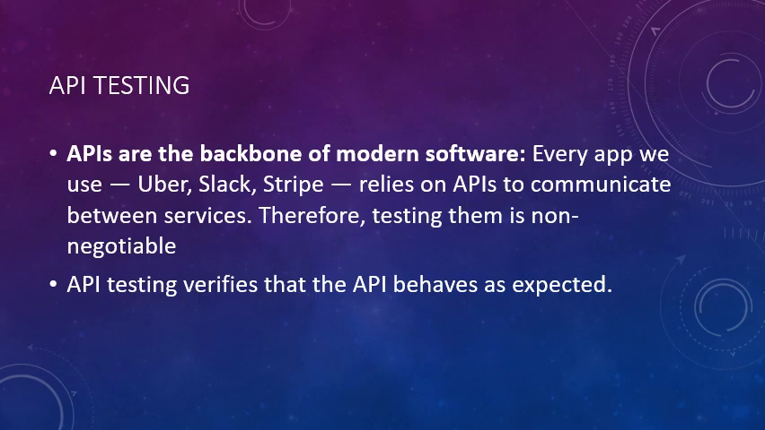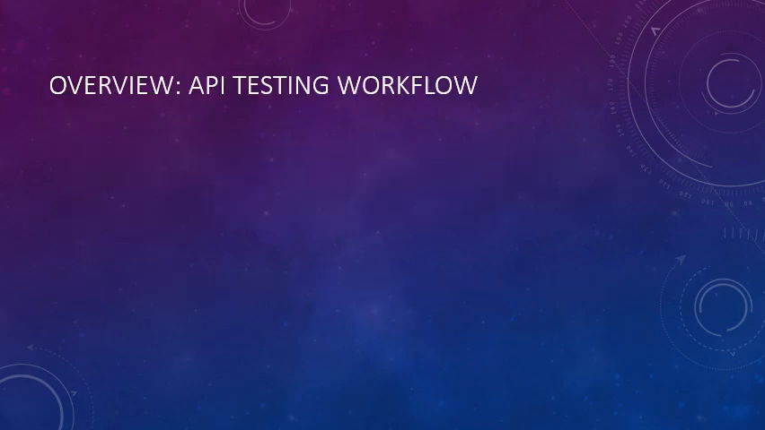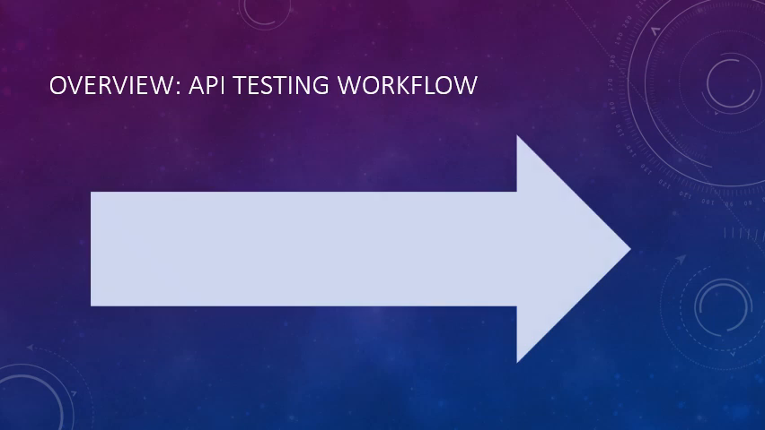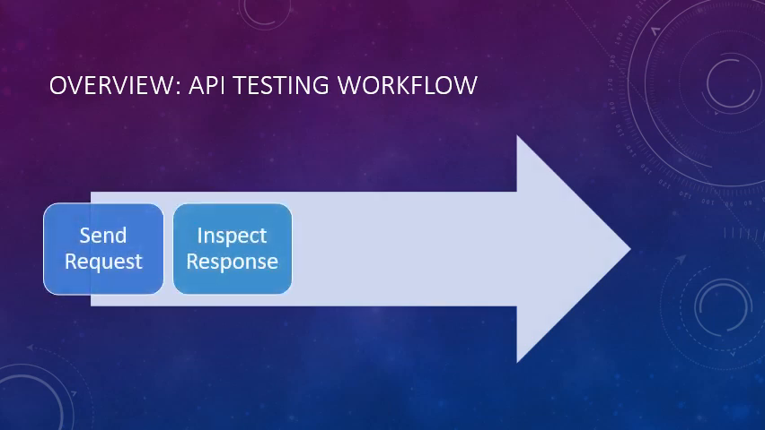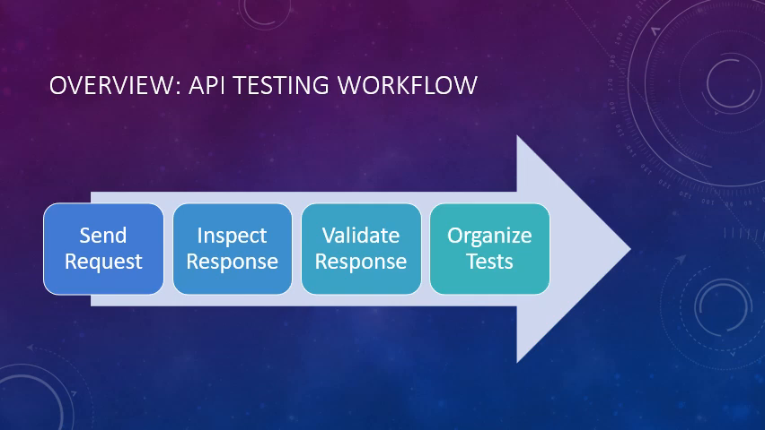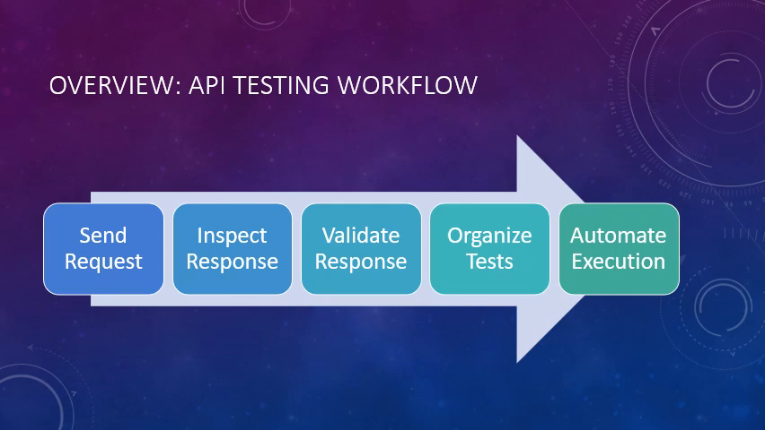API testing is non-negotiable, and it verifies that the API behaves as expected. So just to provide a brief overview of the API testing workflow, there are 5 key processes involved in the API testing workflow. Step 1 is sending requests. Step 2 is inspecting the response. Step 3 is validating the response. Next is organizing tests. And finally, automating the execution of the test.